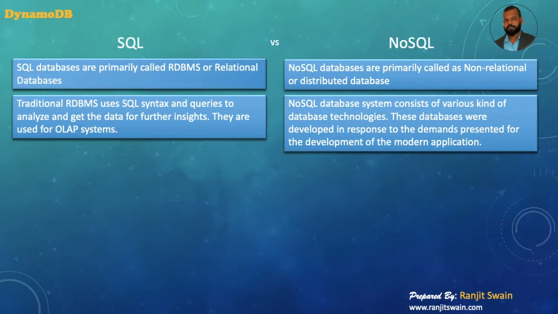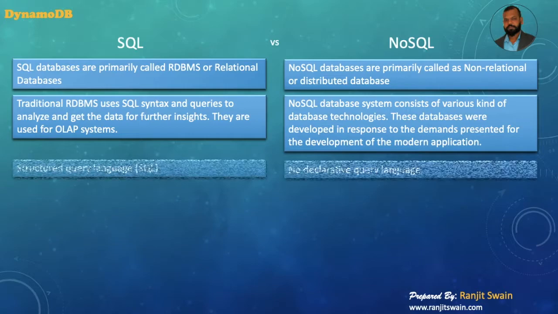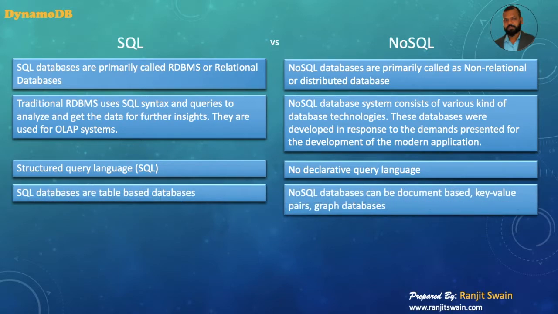A NoSQL database system consists of various kinds of database technologies. These databases were developed in response to the demands presented for the development of modern applications. SQL is for structured query language, and NoSQL has no declarative query language. SQL databases are table based databases, a tabular model. But NoSQL databases are document based, key value pairs, and graph databases. All the data is stored as key value pairs.